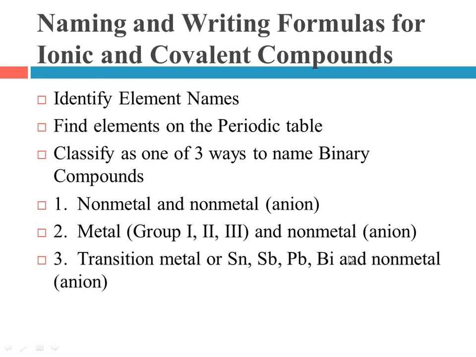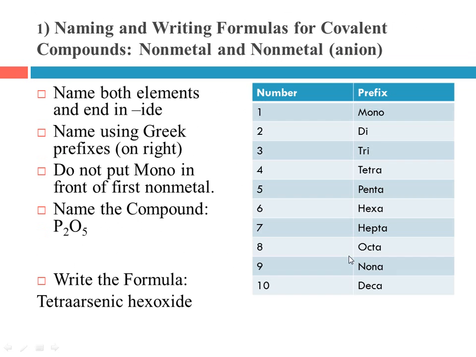Our first classification, so we're just going to review real quick. We use the Greek prefixes, and this is for nonmetals only. There's really only one classification for nonmetals, or for covalent compounds, and we're going to use the Greek prefixes. So if we have 1 atom, we say mono. If we have 2, it's di, 3, tri. So let's name this compound quickly.